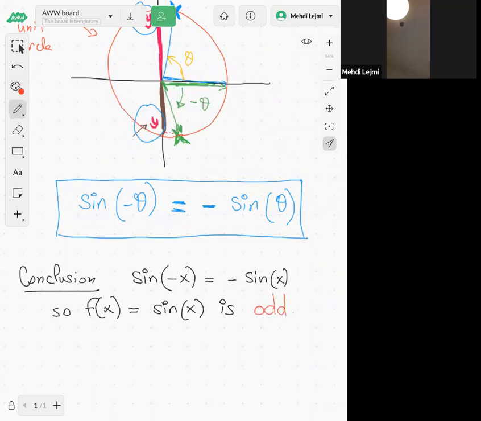Is an odd function. Okay. So the first property of cosine and sine: cosine is an even function. Sine is an odd function.